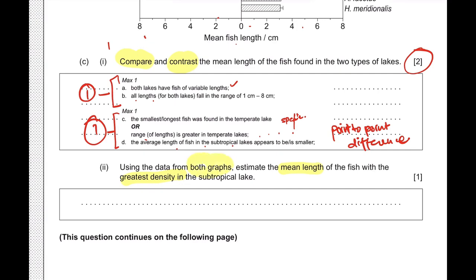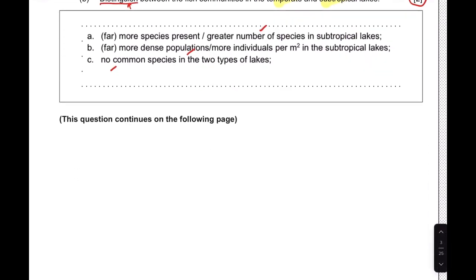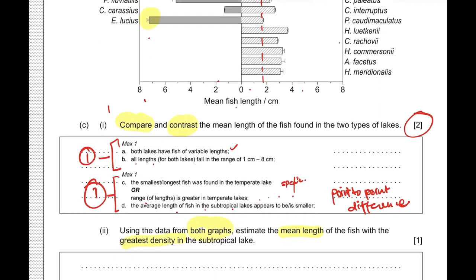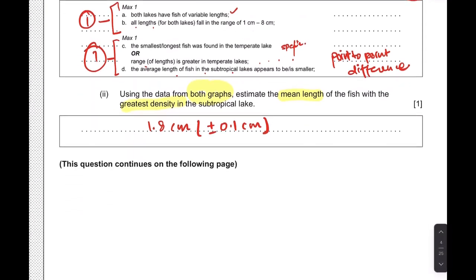So you have to look at both graphs. You look at the first graph, the species which has the greatest density is this one, C. decimaculatus. So we will come back here and we look at this here and we see what is the mean density. So mean density for this is around 1.8 and the unit is centimeter. So 1.8 centimeter. As we accept the uncertainty for one decimal place, this can be 1.9 or 1.7.